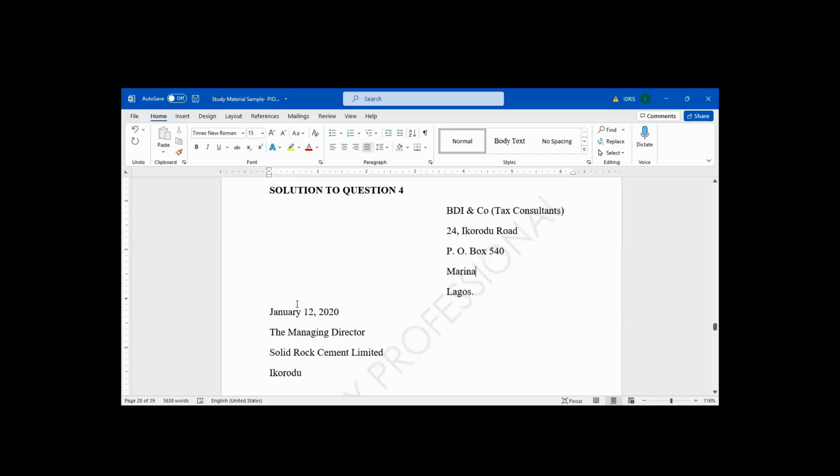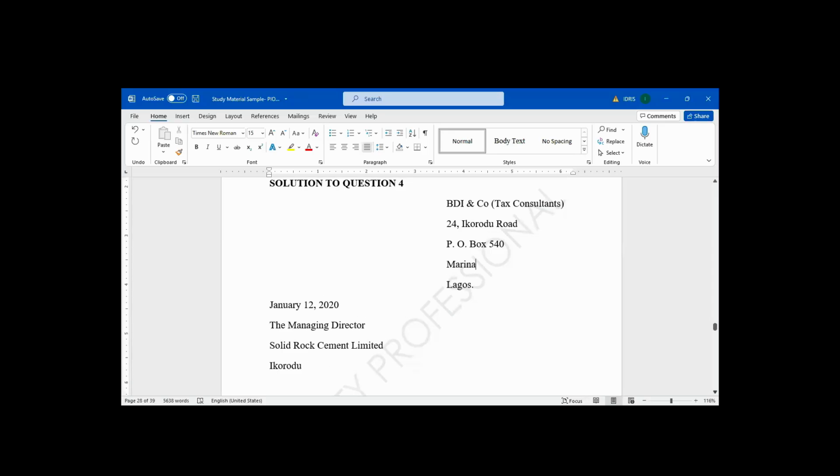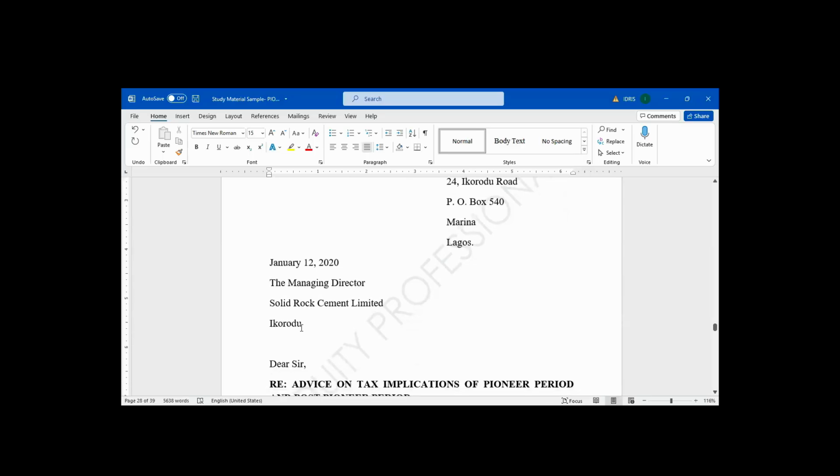The managing director, Solid Rock Cement. I just put one address, Ikorodu, Lagos.